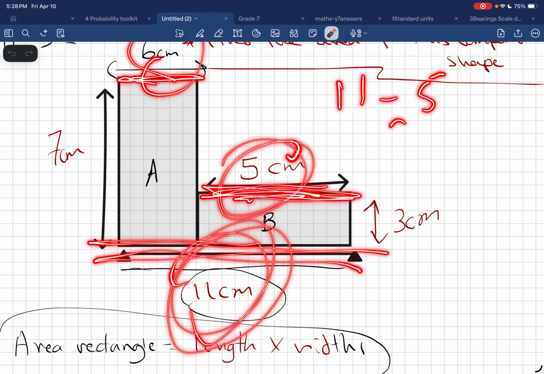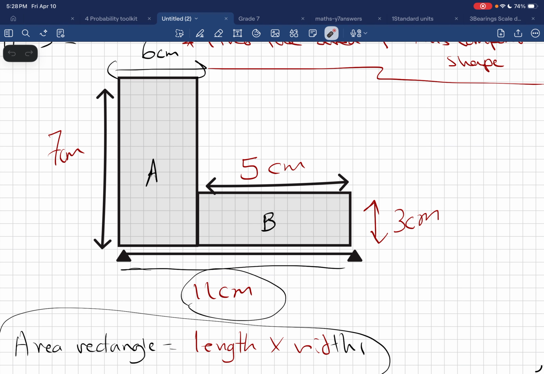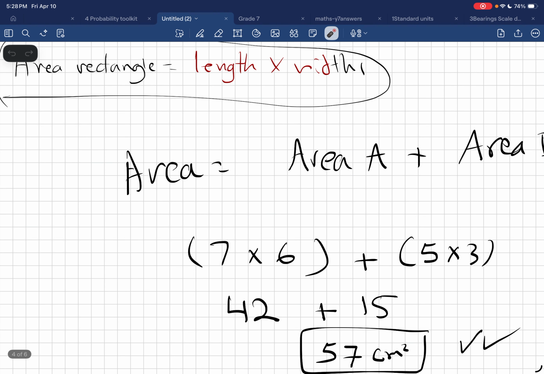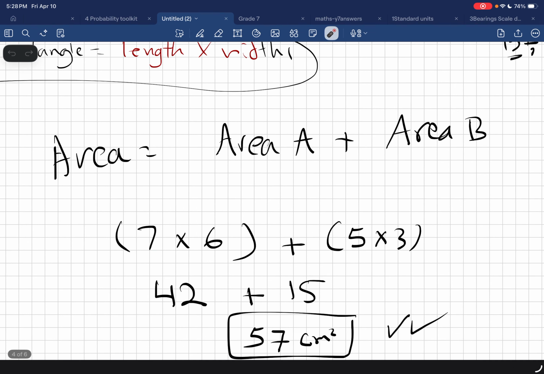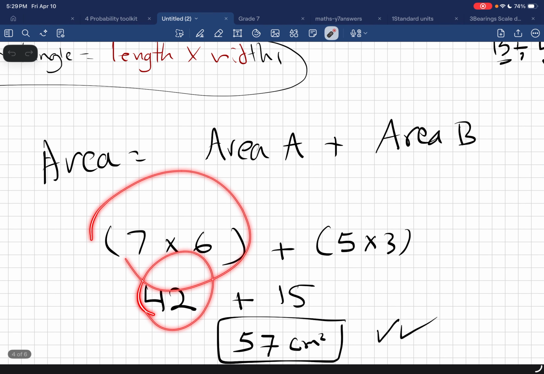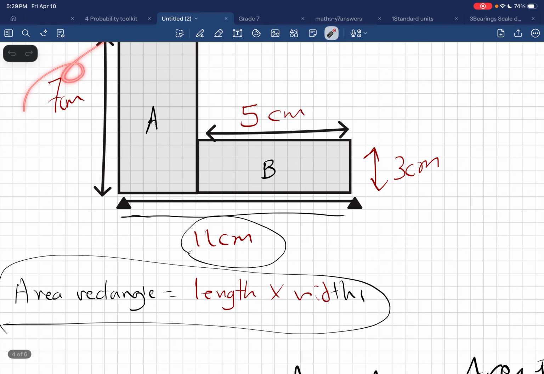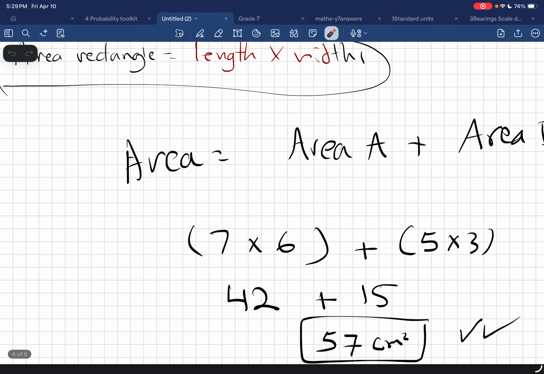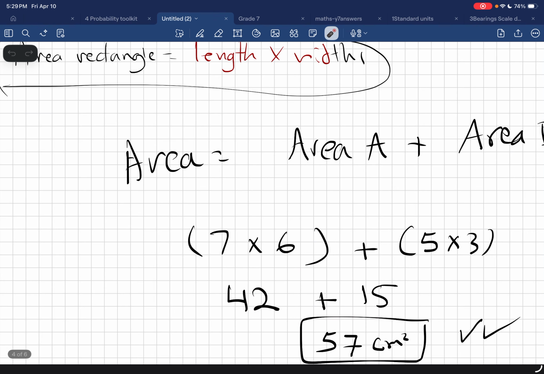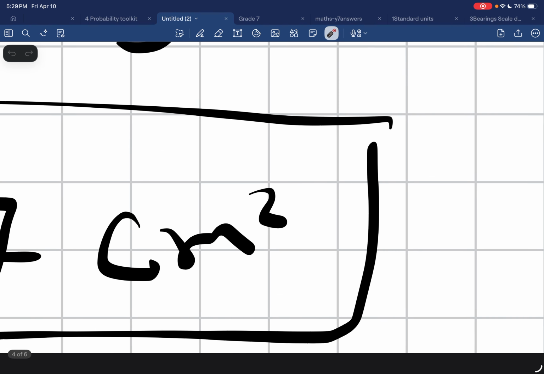So that 6, guys, is the width for rectangle A. So now I have my dimensions. I have the dimensions for A, and I have the dimensions for B. All I have to do now is multiply. After multiplying, I'm going to add up the areas. As you can see, 7 times 6 is going to be 42. And we have 5 times 3, which is going to be 15. Add them together. It's going to be 57 centimeters squared, which is the unit of measurement of area. Squared, guys. Okay.